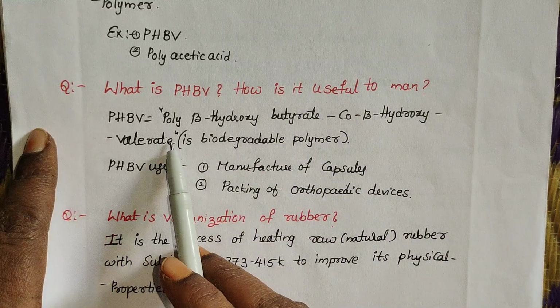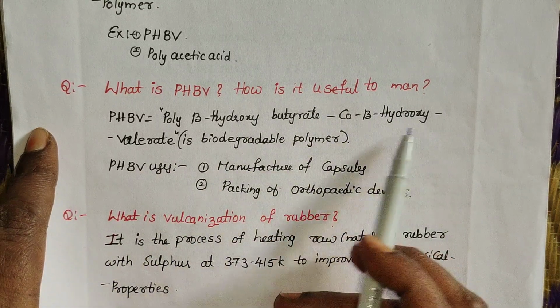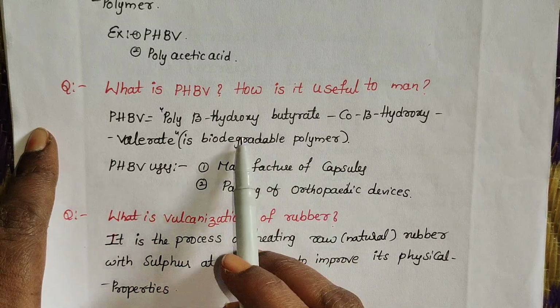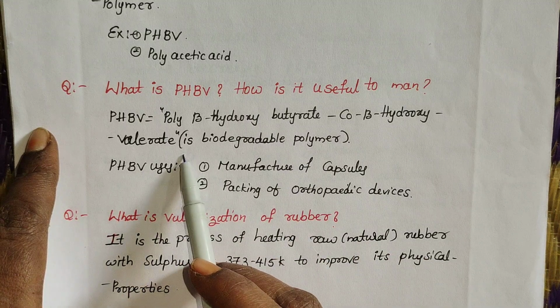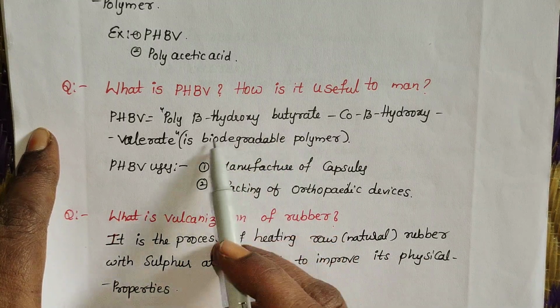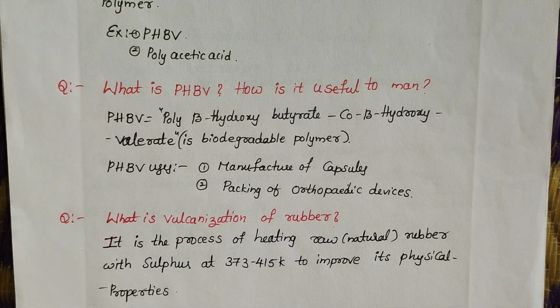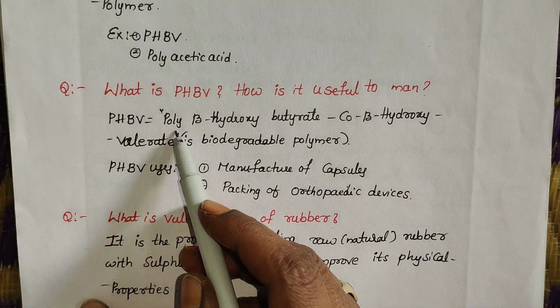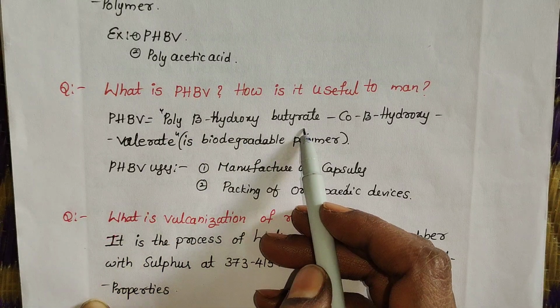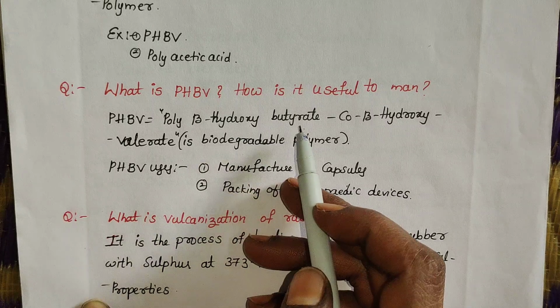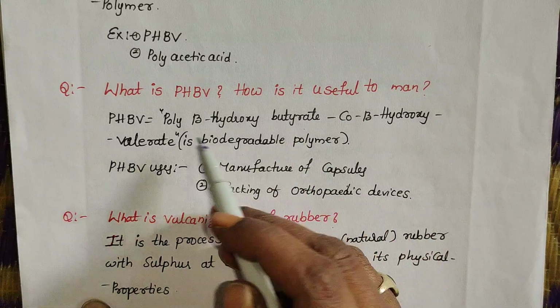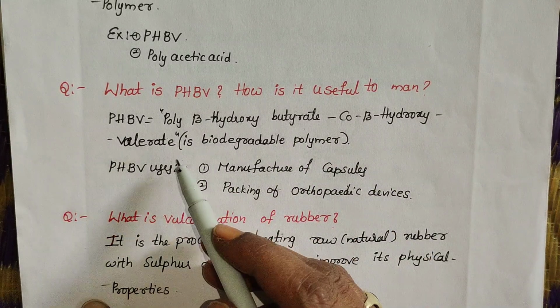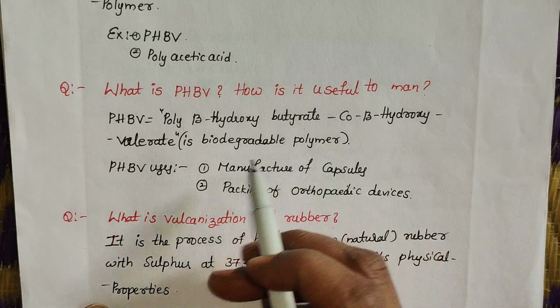Okay, so PHBV means poly beta hydroxybutyrate co-beta hydroxyvalerate. It is a biodegradable polymer and it is a copolymer. Here butyrate has 4 carbons, here valerate has 5 carbons, and when the COOH group loses water molecules, it forms a copolymer. Okay, P means poly, H is beta hydroxy, B is butyrate, and co beta hydroxy V means valerate. So this is the biodegradable polymer, and now PHBV uses.